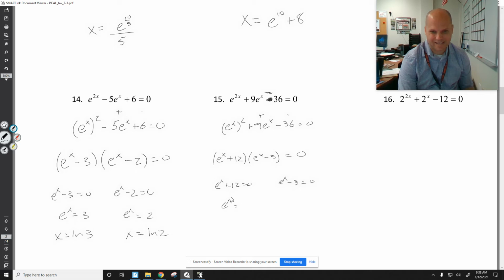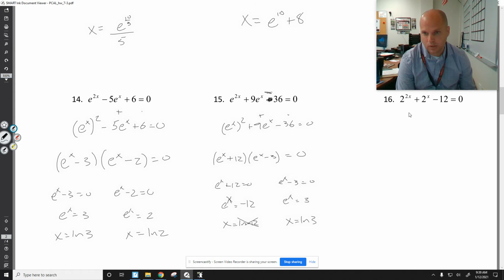Now I get e to the x equals negative 12. If I want to solve for x, I take the natural log of both sides, but I get the natural log of negative 12, which can't be done. So that's considered an extraneous solution. Here, e to the x equals 3, natural log both sides, x equals the natural log of 3. That's fine.